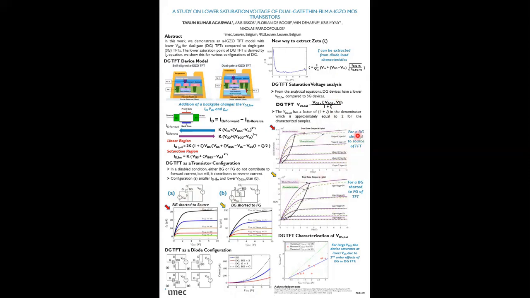And we can see that the devices in configuration B, the dual gate TFT devices, don't follow the model for the higher gate voltages due to second order effects of the backgate, which increase with the increase in the backgate voltages.